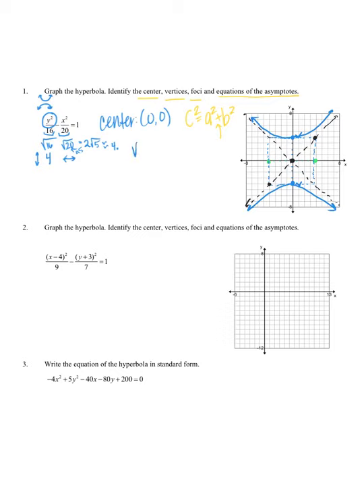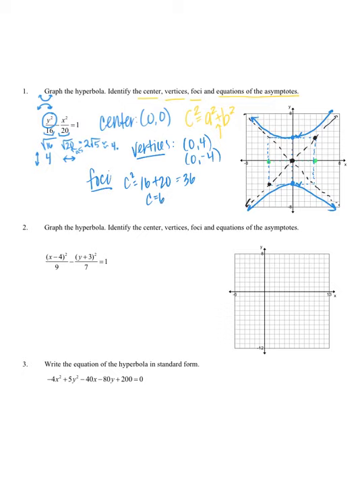Okay, so let's identify all those parts. So the vertices, I had to go up and down 4, so that would be 0 with a 4 for the y and negative 4. Let's see, it says my foci. My foci are found by looking at the big distance and the little distance added together, so that will be 36. So c will be 6.